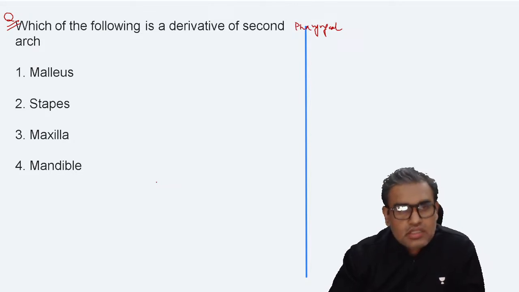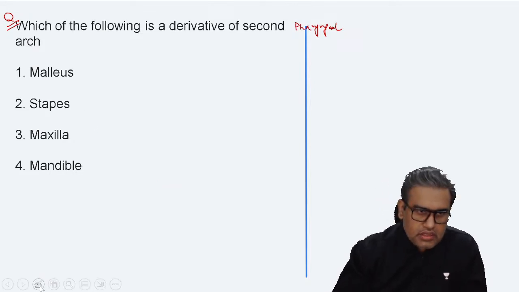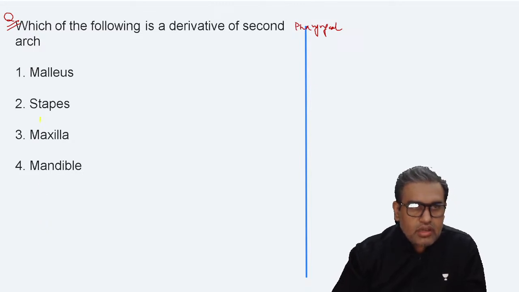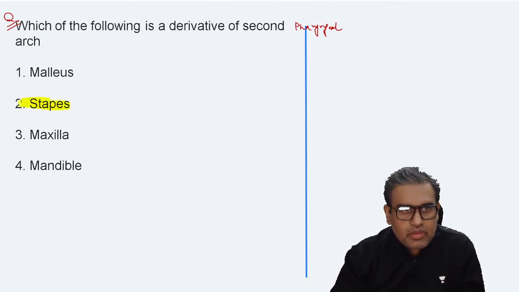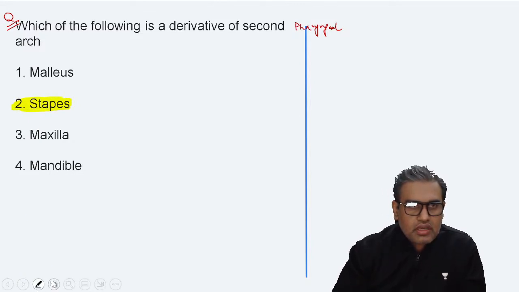Two, stapes, B. Yes, that's right. Very good, very good. I guess the point is clear over here. The answer is stapes. So all the other options, be it malleus, maxilla, or mandible, these are actually coming up from the first arch.